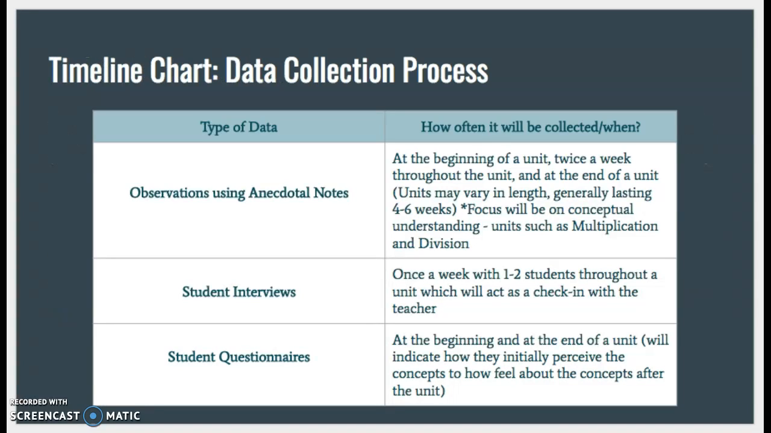Timeline. So the type of data, observation and anecdotal notes, will be used at the beginning of a unit, twice throughout the week, and then at the end. And it'll be focusing on conceptual understanding in certain units such as multiplication and division. And that's not to say that you're going to look at every student every day, but just pick one or two. Student interviews will be once a week, again with one or two students throughout the unit, so not all students in one week, but just getting that information throughout the unit. And student questionnaires will be used at the beginning and at the end of a unit, and will indicate how they initially perceive the concept and how they feel about the concept after the unit.